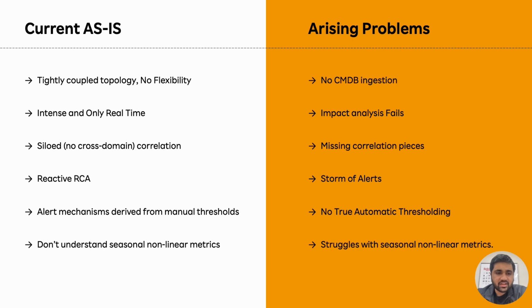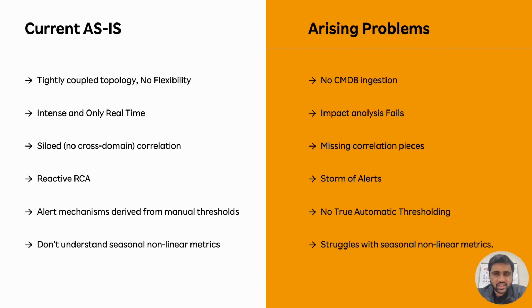Another issue is that alert mechanisms currently are derived from manual thresholds. You set a threshold, say, send me an alert every time my response time is above 1000 milliseconds, and then you get an alert in your email. There's no true automatic thresholding.